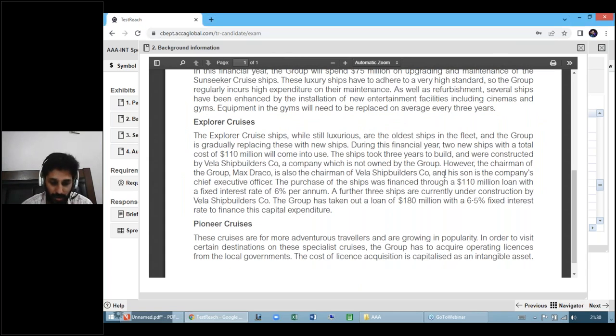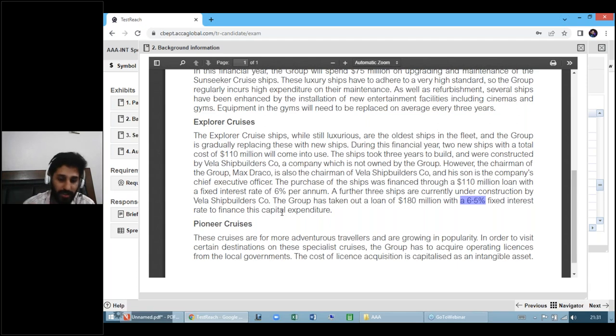However, the chairman is also the chairman. The purchase of the ship was financed through 110 million of loan with a fixed interest rate of 6% per annum. A further 3 ships are currently under construction by Vela Shipbuilders. The group has taken out a loan of 180 million with a 6.5% fixed interest rate to finance this capital expenditure. And you know, it's falling under the borrowing cost as well.